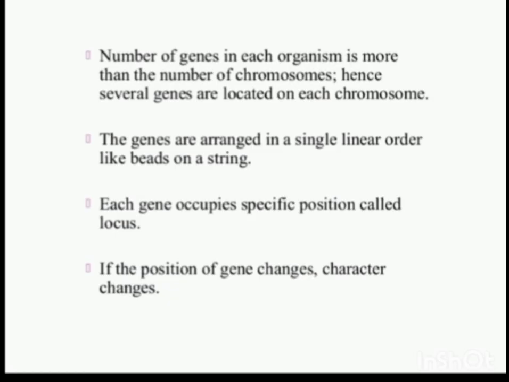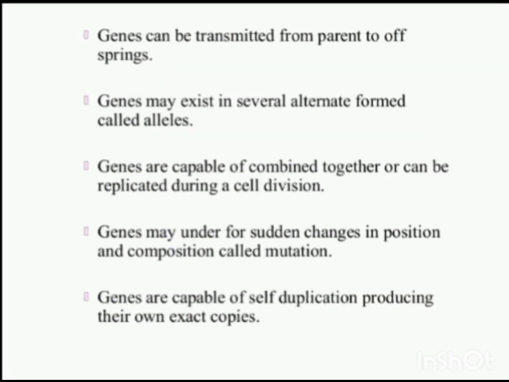The number of genes in each organism is more than the number of chromosomes. Hence, several genes are located on each chromosome. The genes are arranged in a single linear order like beads on a string. Each gene occupies a specific position called locus. If the position of the gene changes, then the character changes. Genes can be transmitted from parent to offspring. Genes may exist in several alternate forms called alleles.